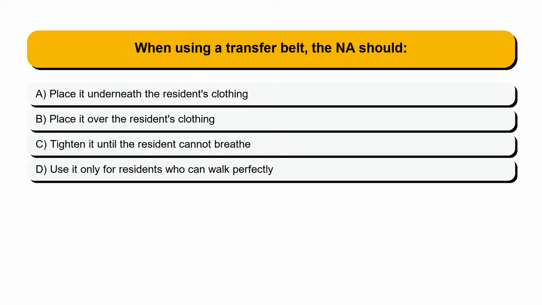Question 90. When using a transfer belt, the NA should: Option A, place it underneath the resident's clothing. Option B, place it over the resident's clothing. Option C, tighten it until the resident cannot breathe.